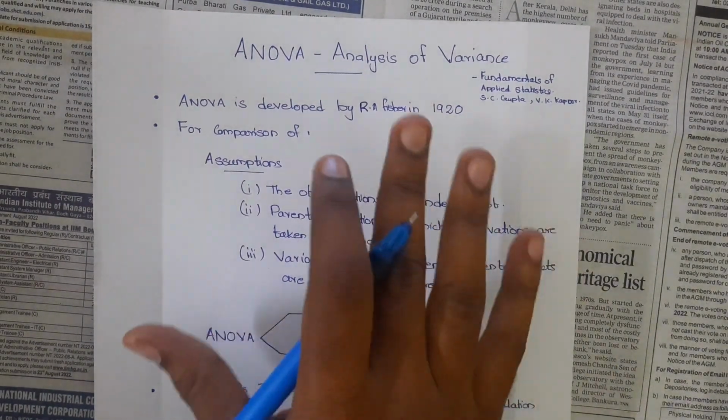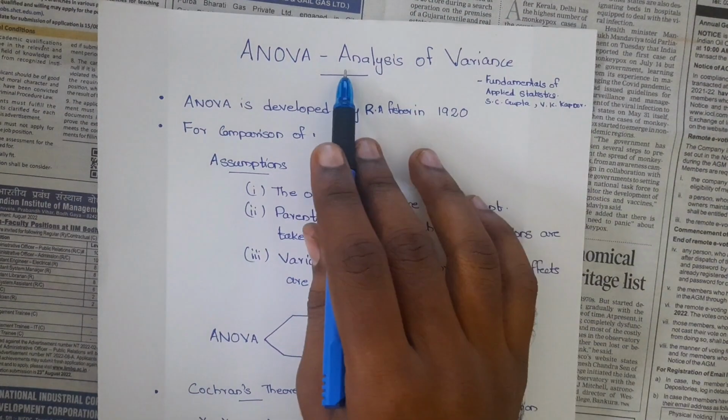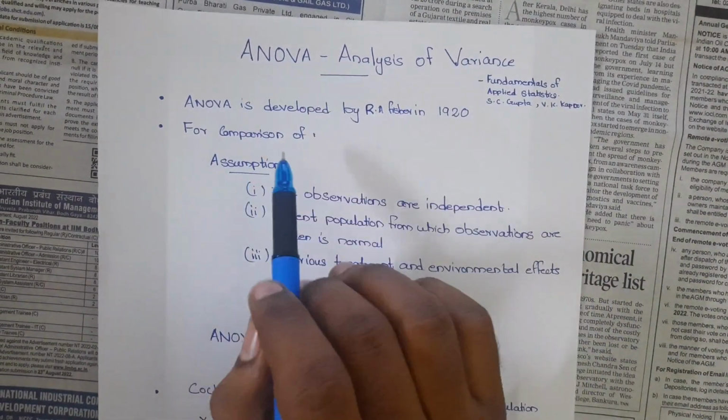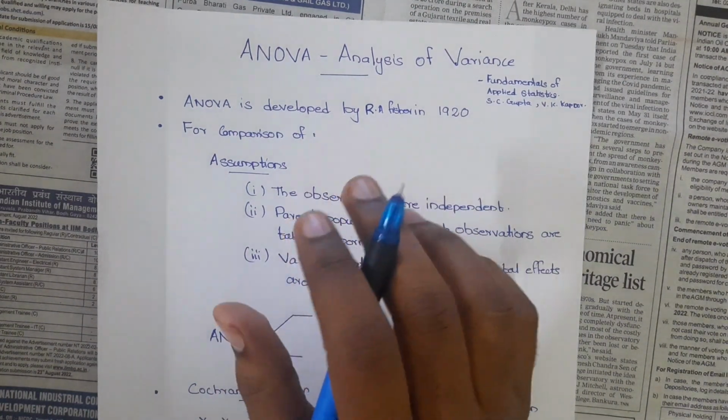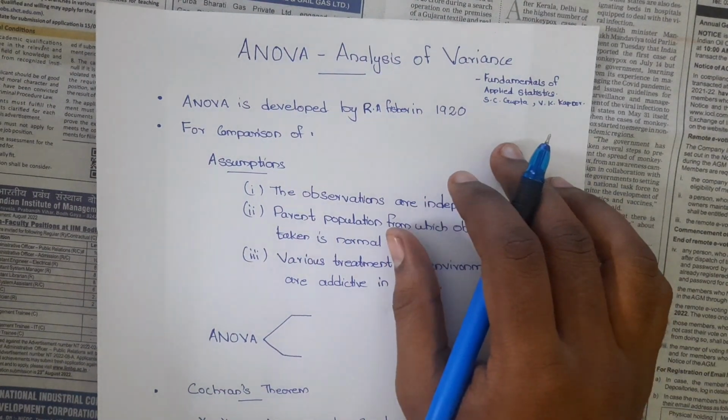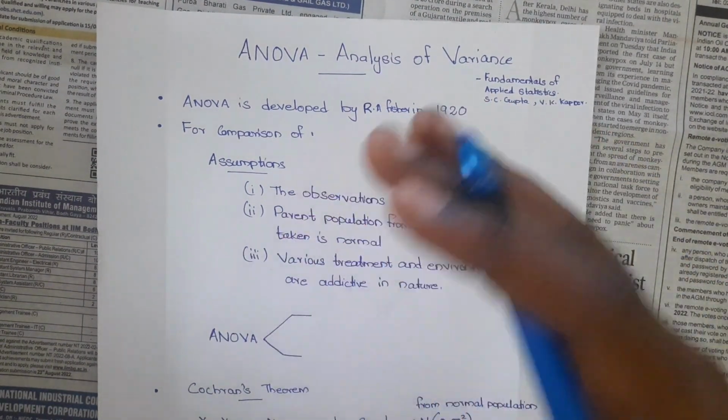Welcome all. Today we are going to study analysis of variance, otherwise ANOVA. ANOVA was developed by Professor R.A. Fisher in the 1920s for his experiment. Today we are dealing with ANOVA.